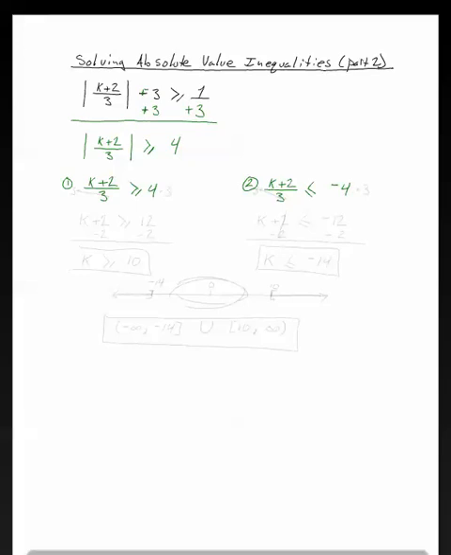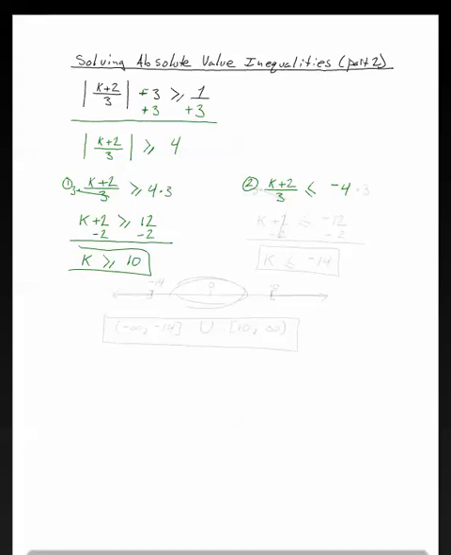Alright, so I'm going to solve the first one. And the first thing I want to get rid of is the division by 3, which means I'm going to have to multiply both sides by 3. That's going to cancel here, and I'm going to get k plus 2 is greater than or equal to 12. Now to get rid of this 2, I can subtract 2 from both sides. That gives me k is greater than or equal to 10. So here's my first inequality.